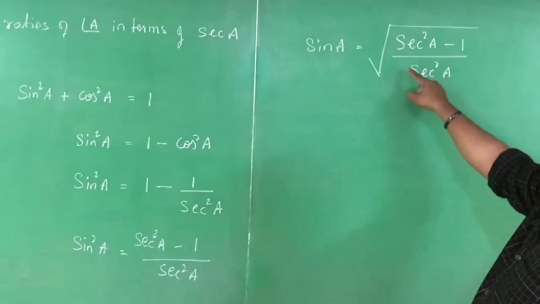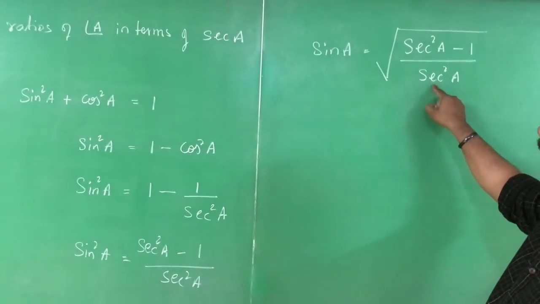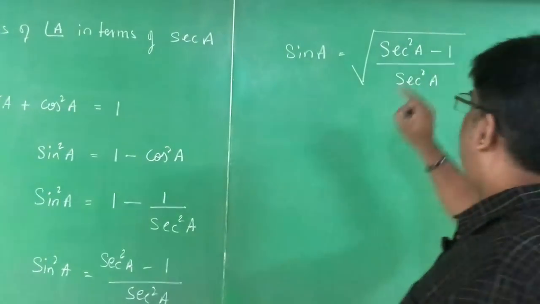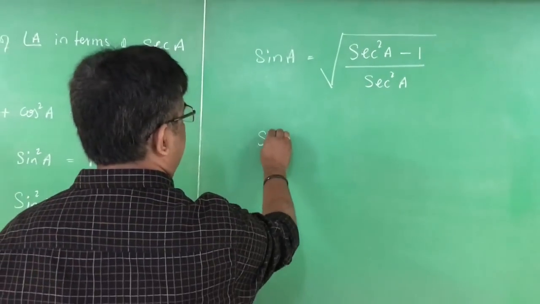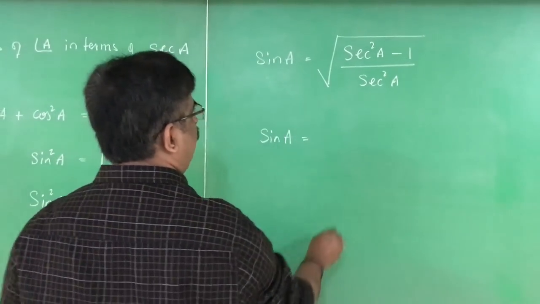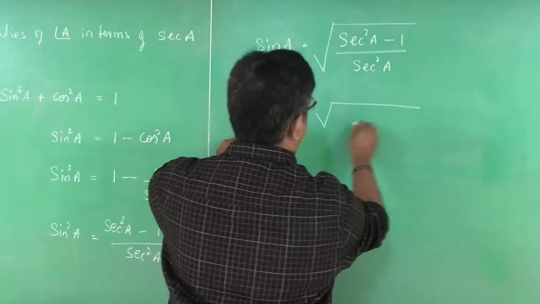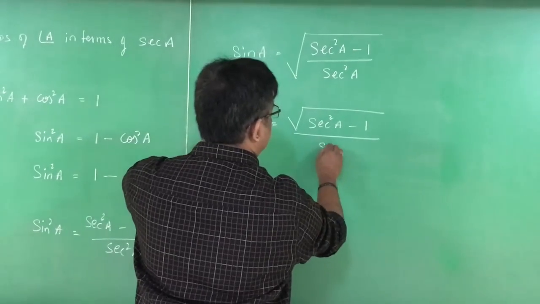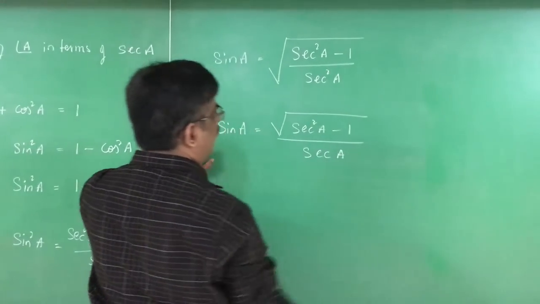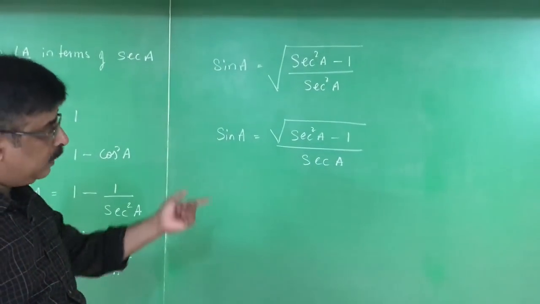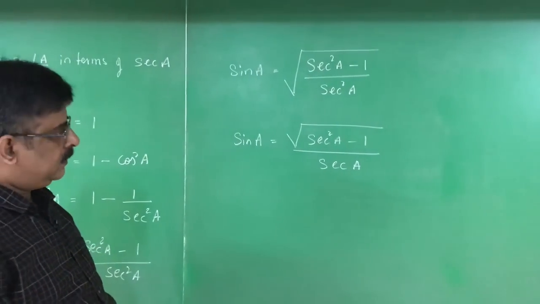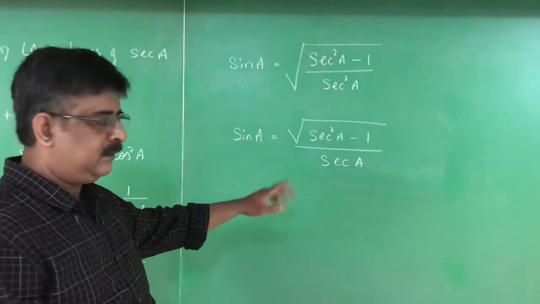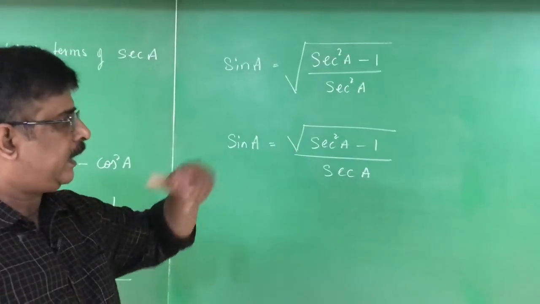See, the denominator is a monomial, so we can take the square root, but the numerator is a binomial, so we can't take the square root of it. Right? Therefore, I can write this as sin A is equal to square root of secant square A minus 1 divided by secant A. I can keep it like this, but one more step I can think. Can you help me to think the next step? Not required, but you are intelligent enough, you can write one more step.